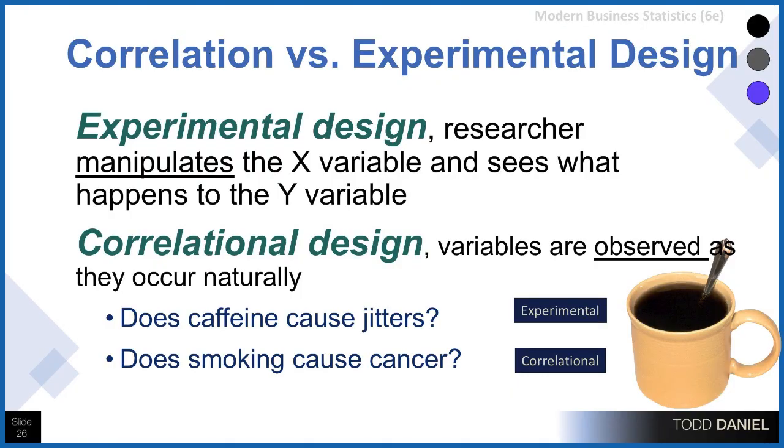With an experimental design, you as the researcher manipulate the X variable, so whether they are in the control group or the experimental group, and then you measure what happens to the Y variable. So if we're measuring a drug, does their blood pressure go down?